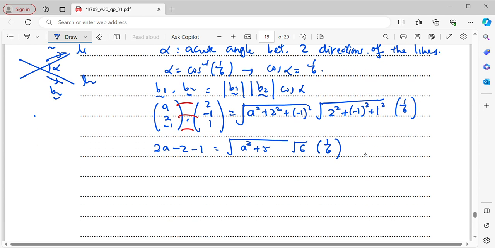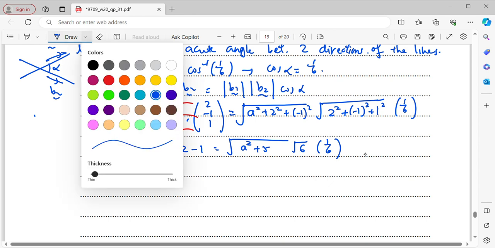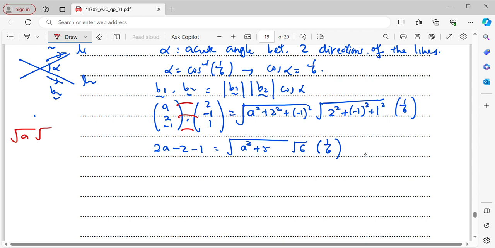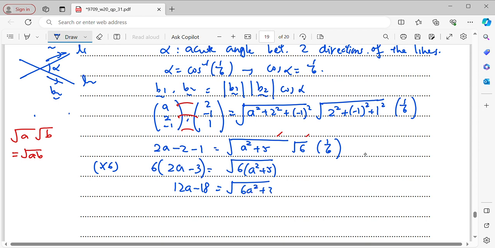So now, to simplify this, we have a formula. Square root A times square root B is going to be square root of AB. Therefore, these two square roots will be combined together. So I will write 2a plus 1 equals square root of 6 bracket a squared plus 5, then times another 1 over 6. So probably I will just times 6 to the whole equation. So I times 6 over here. Then I will get 12a plus 6 equals square root of 6a squared plus 30.